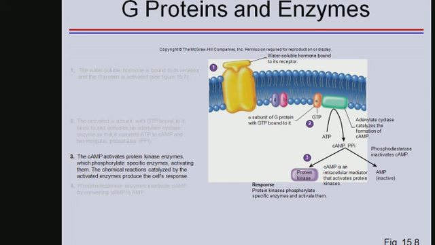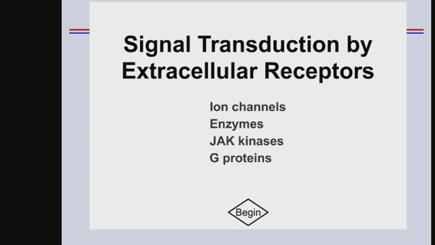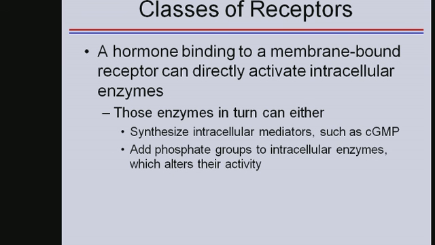The cyclic AMP activates protein kinase enzymes, which then phosphorylate specific enzymes, activating them. And the phosphodiesterase enzymes inactivate cyclic AMP, converting cyclic AMP into simply AMP, adenosine monophosphate. Okay, go through this process right here. Signal transduction by extracellular receptors. Very, very informative there.